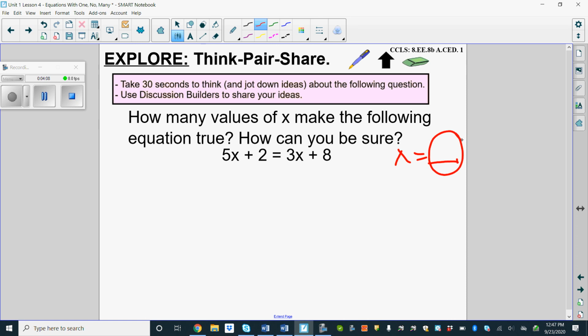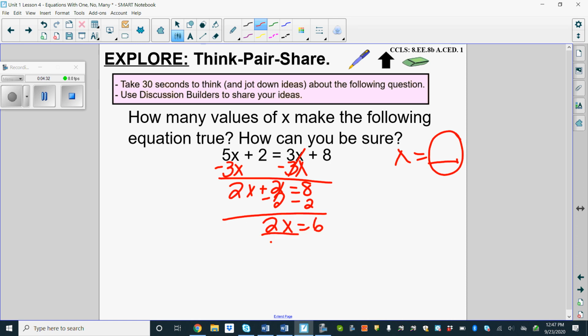And the way we could be sure of what that one number is for this equation is to solve it. So we have to move over and get the x's together. So we're going to move the 3x because it's smaller. So we subtract 3x on both sides. And we're left with 2x plus 2 equals 8. Now we have to subtract the 2's on both sides. And we're left with 2x equals 6. Divide by 2.